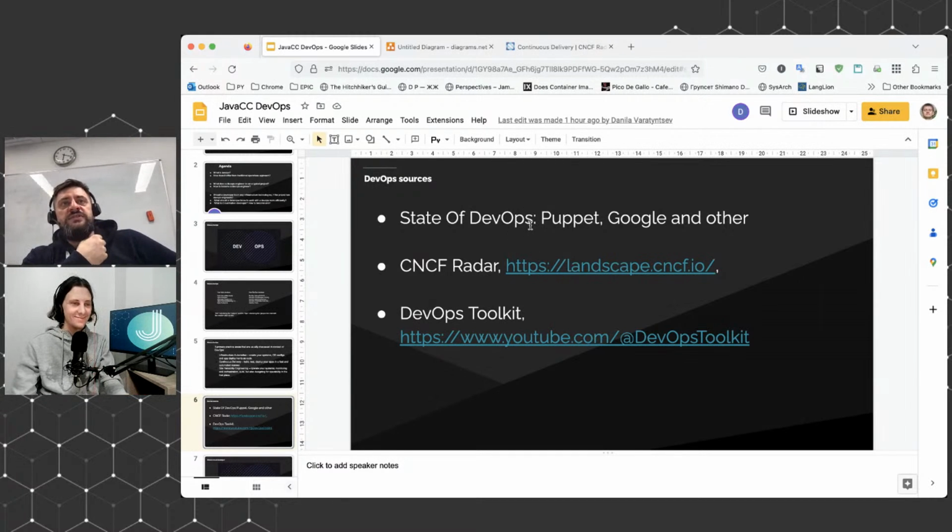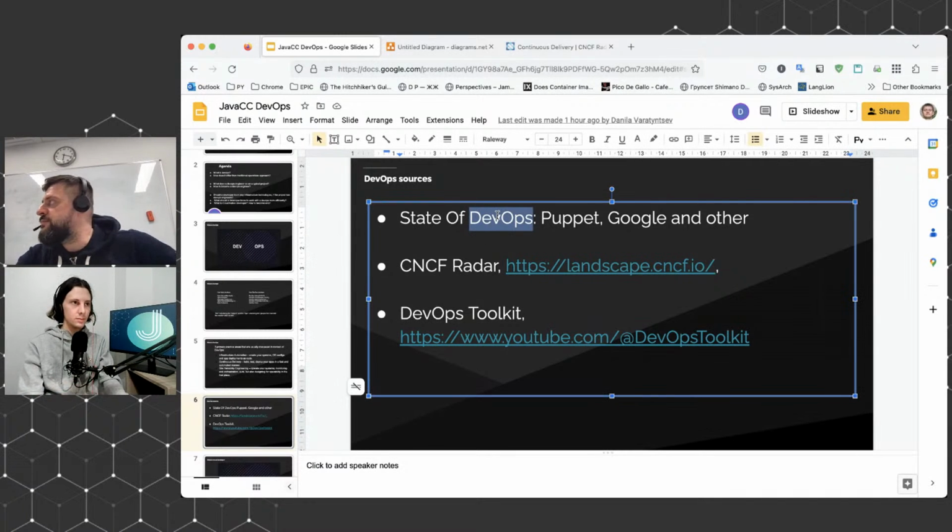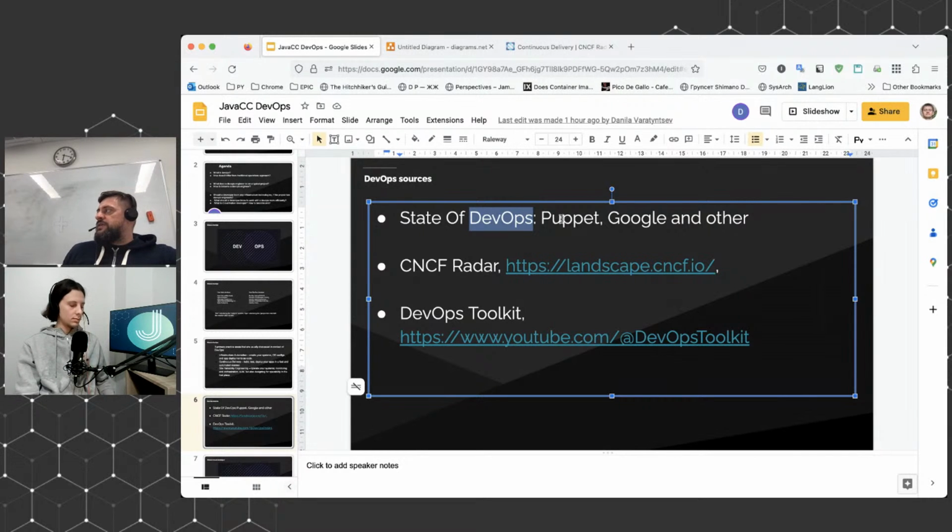DevOps is quite a mature practice, and some big providers in the world of DevOps create a kind of yearly summary of what happened in the world of DevOps. So they provide the so-named State of DevOps report. They make requests, they talk with leaders in this area and ask what happened. The most famous is the one from Puppet. State of DevOps from Puppet.